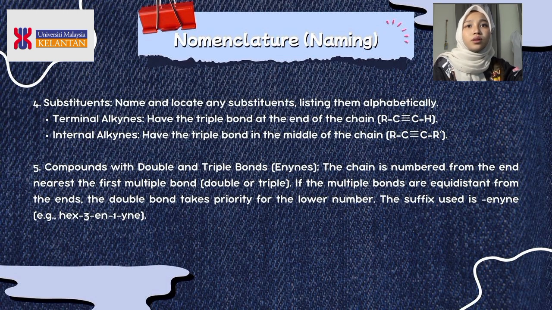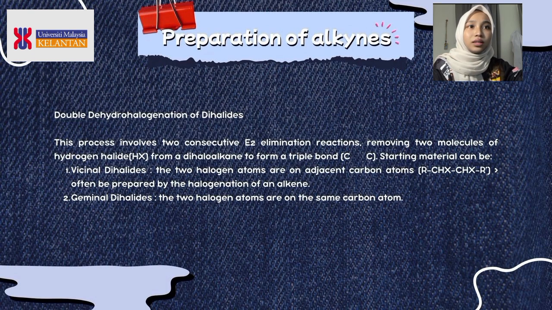As for compounds with double and triple bonds, the chain is numbered from the end nearest to the first bond. If the multiple bonds are equidistant from the ends, the double bond takes priority for the lower number. The suffix used is -ene-yne.